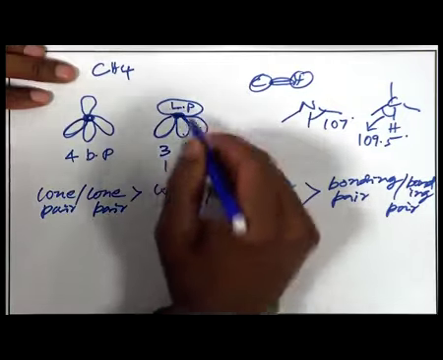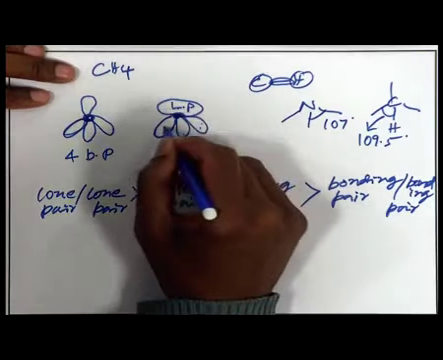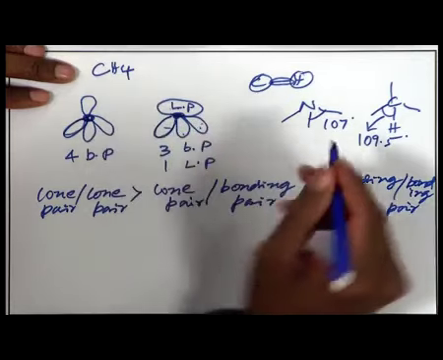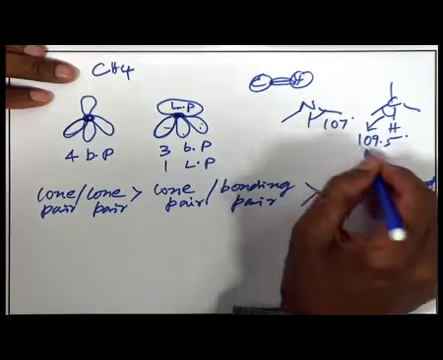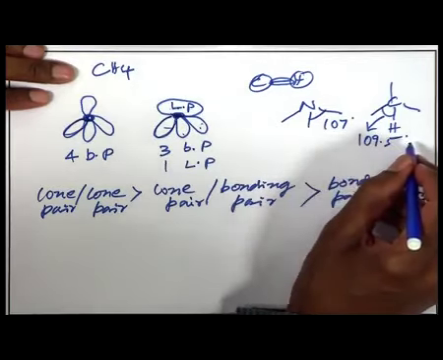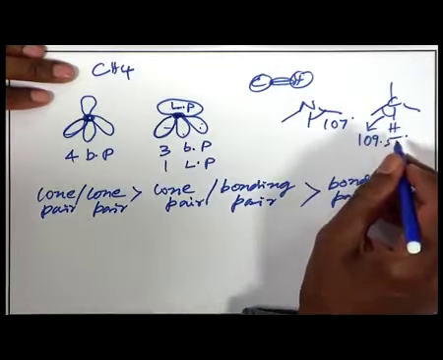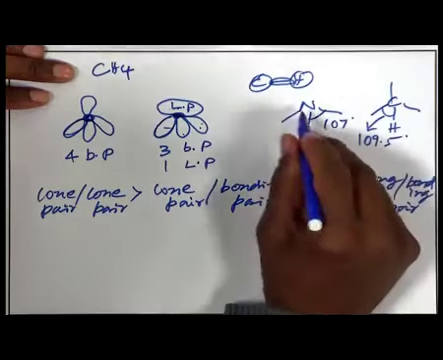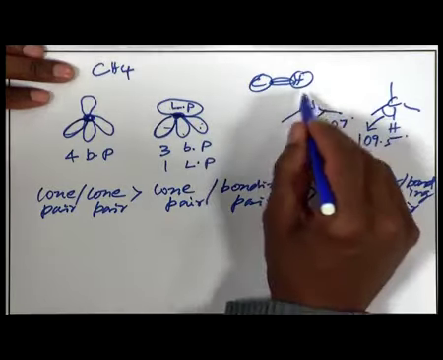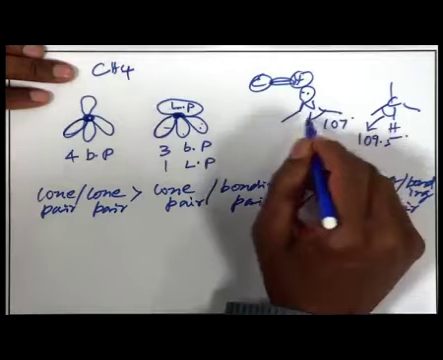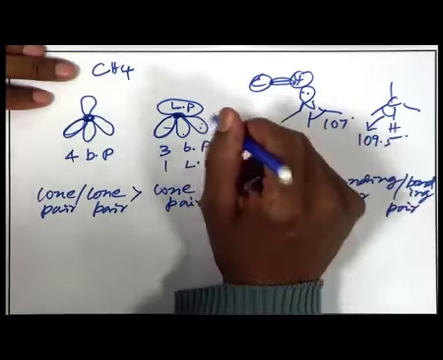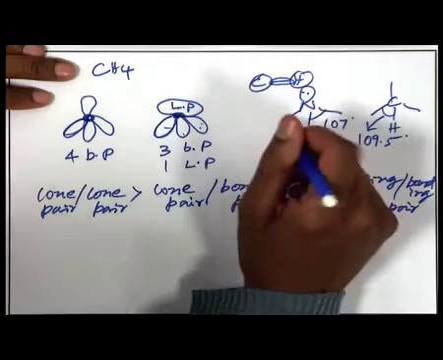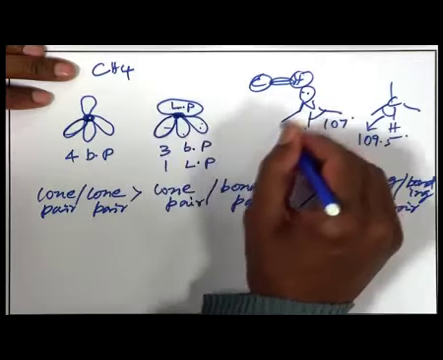As a result, it pushes these bonding electrons down. As a result, the angle between the two hydrogen atoms is 107°. It is not 109.5°, which is typical for a tetrahedral arrangement of four atoms around a central atom. Here, although you have four electron pairs in ammonia, the angle is 107° because the lone pair present on the nitrogen atom pushes the bonding electron pairs down.